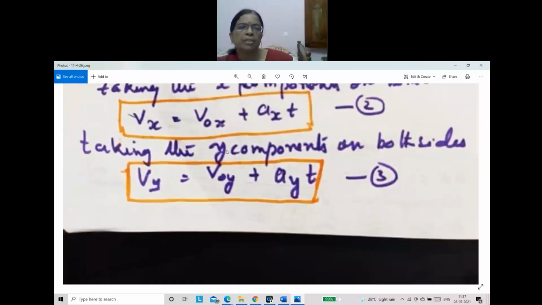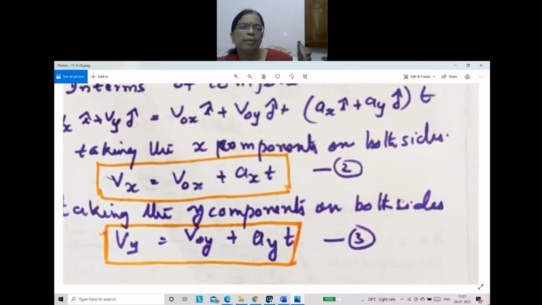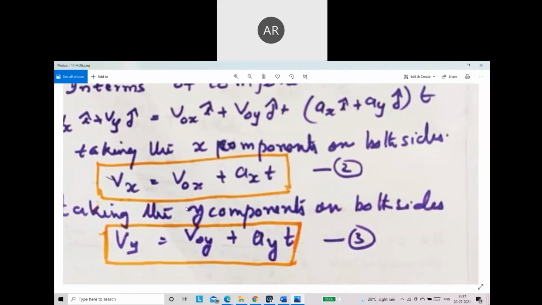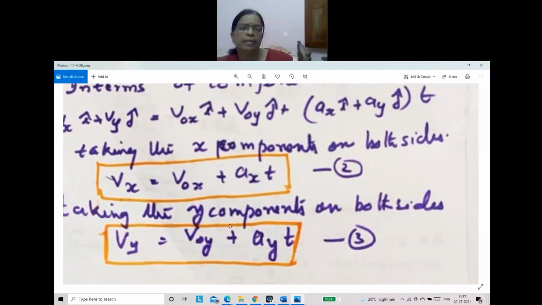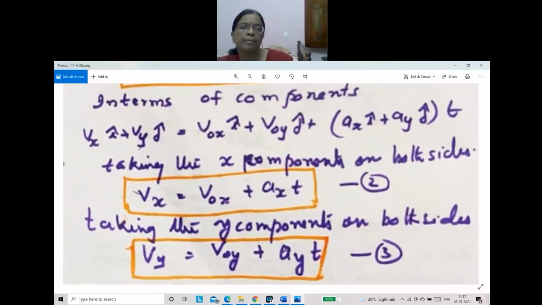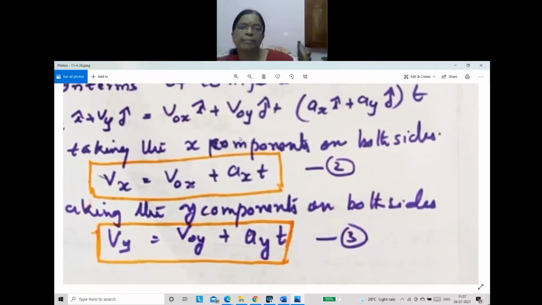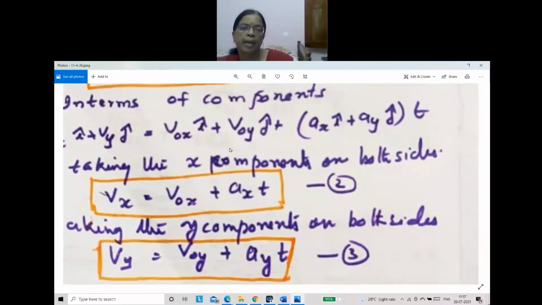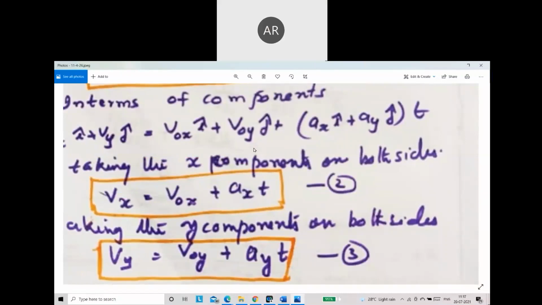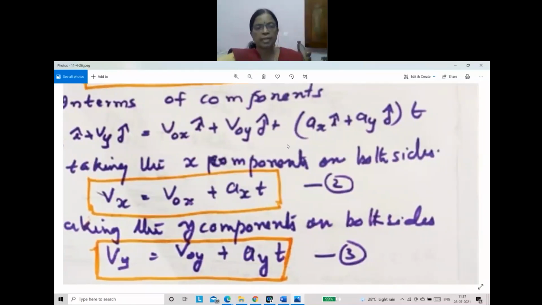Similarly, Y component, you can take. Arjun, tell, taking the Y component, what is the Y component of velocity? Vy equal to initial velocity, the Y component, what is it? Initial velocity's Y component is V0y. Then acceleration's Y component, AYT, Y into T, correct.